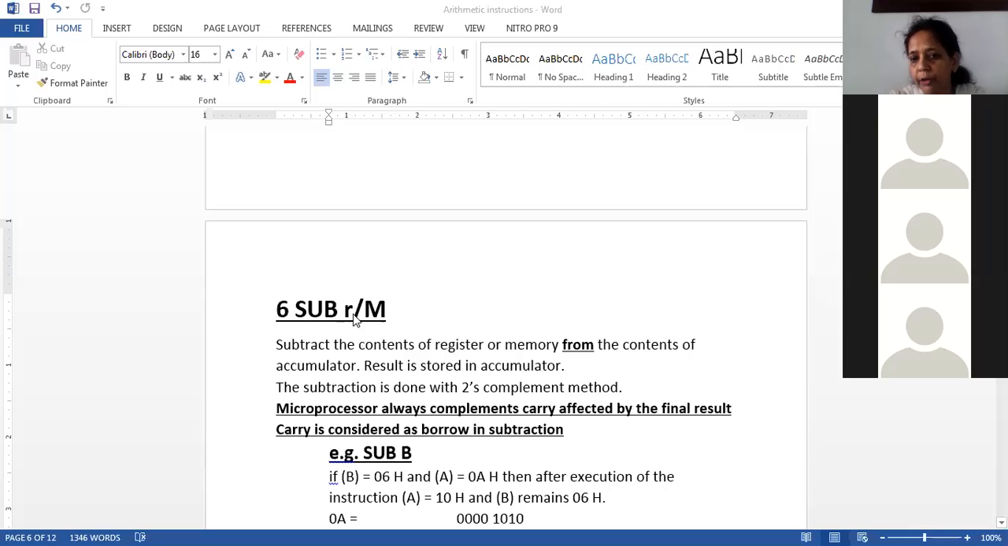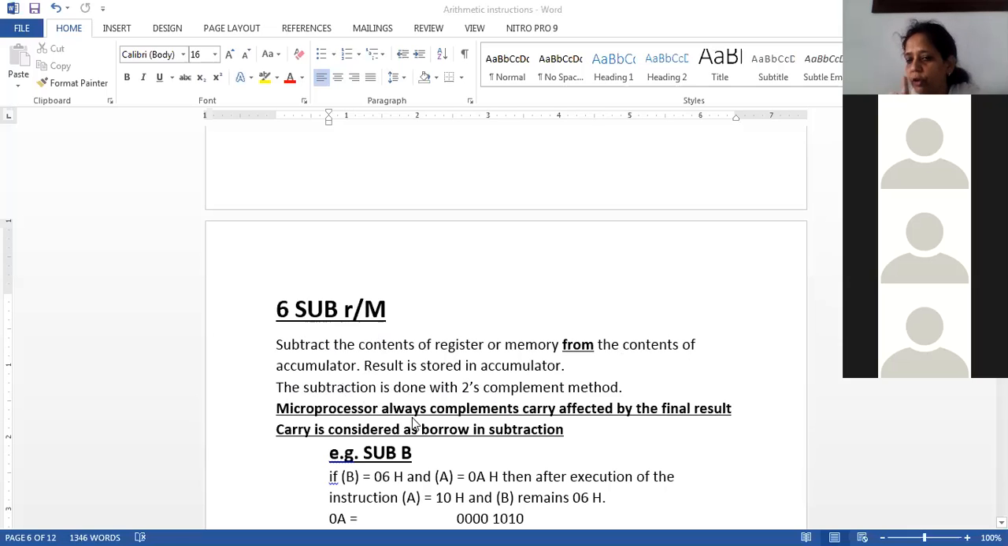Okay, so the number to be subtracted must be in the register or the memory, and the number from which you are subtracting must be in the accumulator. So the one number which is in the accumulator, from that the other number will always be subtracted. Okay, so subtract the contents of the register or the memory from the contents of the accumulator. That is the meaning of this particular instruction. The result is stored in the accumulator and the subtraction is done with the 2's complement method by the microprocessor. The moment you say SUB R, it will do that subtraction with the 2's complement method.